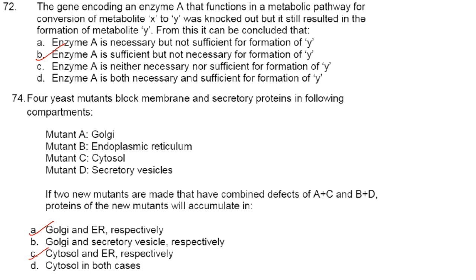Now A plus C: mutant A is in the Golgi, so it will remain in the Golgi or else it can be secreted to the cytosol. But in the second case, B plus D, it is mutant B that is in the endoplasmic reticulum, so it will remain in the endoplasmic reticulum itself. So here two answers are there, that is Golgi and endoplasmic reticulum, or cytosol and endoplasmic reticulum, respectively. Answer is option A and C.